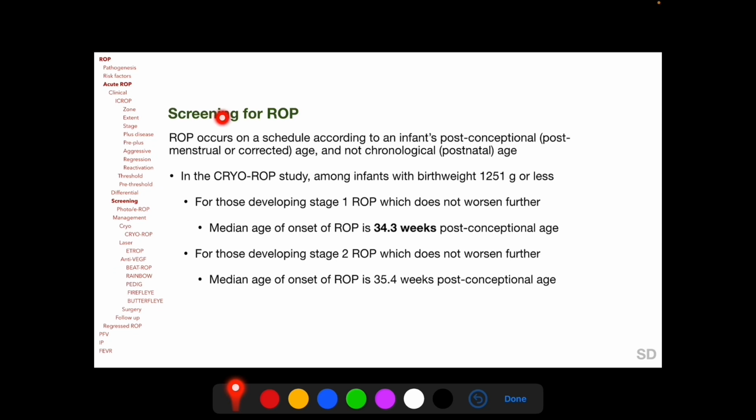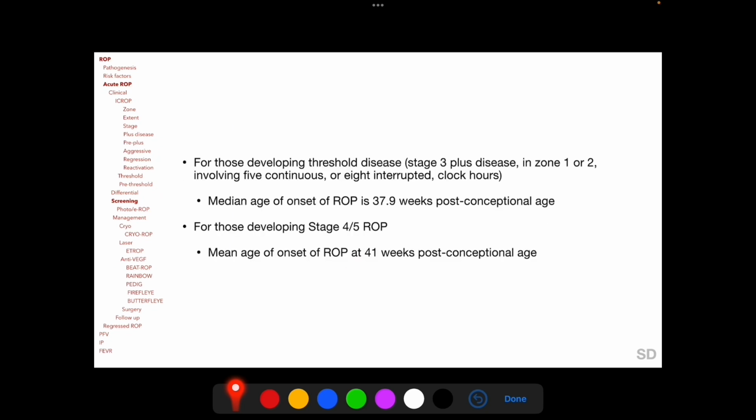Screening for ROP is based on the fact that ROP occurs on a schedule according to infant's post-conceptional age and not his or her chronological age. In the CRYO-ROP study, it was found that among infants with birth weight 1251 grams or less, stage 1 ROP typically develops at 34.3 weeks post-conceptional age, and stage 2, stage 3 and stage 4 or 5 ROP typically develop in sequential later post-conceptional age.